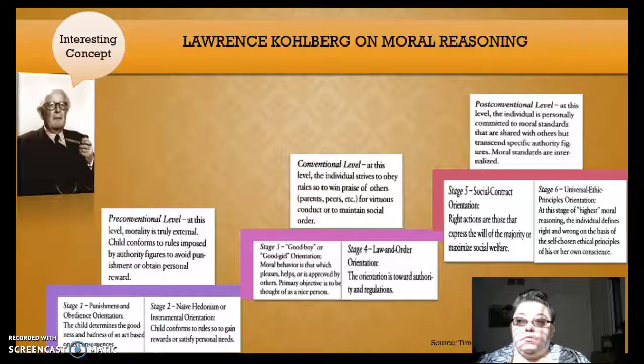Lawrence Kohlberg refined and extended these theories on moral judgment. These include 6 stages of developmental moral models and 3 levels of moral reasoning that are uniquely dependent upon cognitive development.